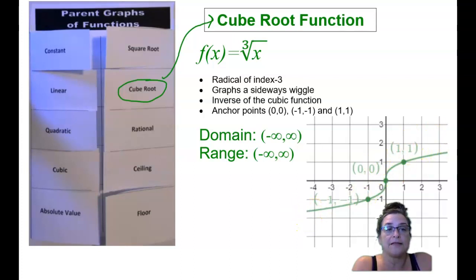It's a wiggle like the cubic was a wiggle, but instead of being a vertical wiggle like the cubic, it's a sideways wiggle. So it wiggles from left to right here through those same anchor points as the linear and the cubic function. Its domain and range are fully unbounded, so all real numbers for both domain and range.